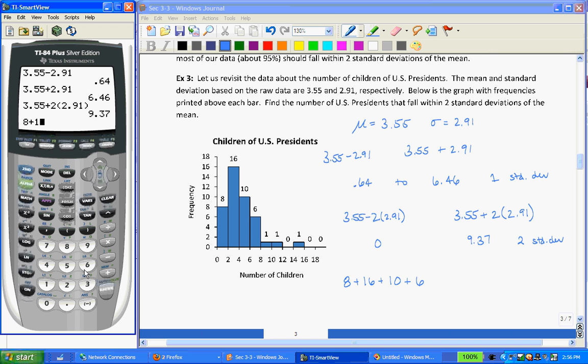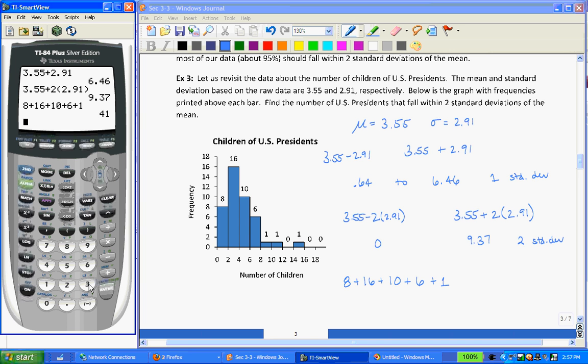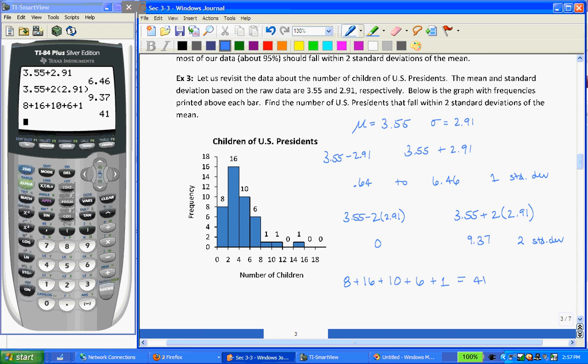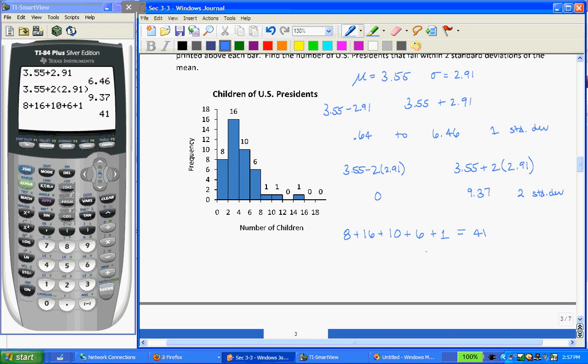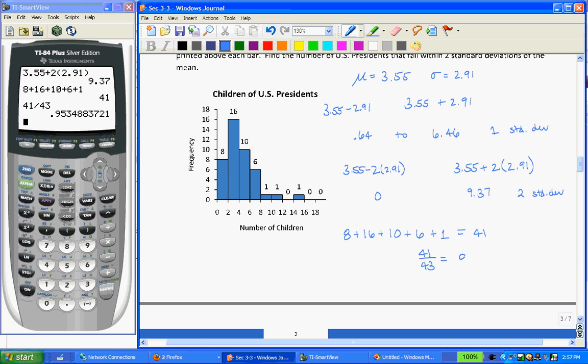So we get 8 plus 16 plus 10. I think I'll add it in, because if I'm greater than 8 but not quite 10, that means 9. And being that these are children's integers, we'll add that one on. So 8 plus 16 plus 10 plus 6 plus 1 equals 41. But there are 43 presidents. And that represents 95% of our data.